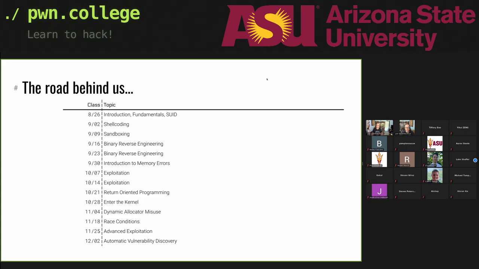And pwn.college covered hands-on concepts in cybersecurity, and specifically binary exploitation, to pick a topic, right? And we went through concepts like shell coding, sandboxing, reverse engineering, memory errors, and onwards, right? And then advanced exploitation techniques, kernel security. It was all good stuff. And the very last week of pwn.college, we actually tackled, in a very initial small way, automatic vulnerability discovery.